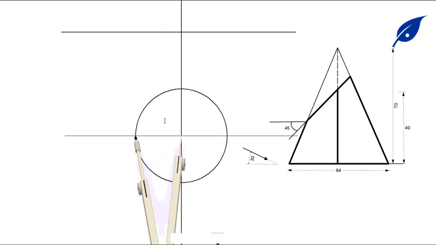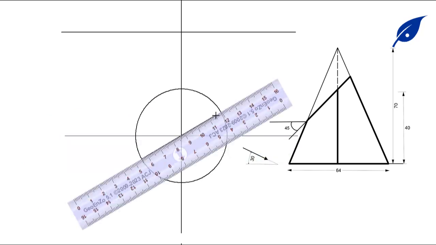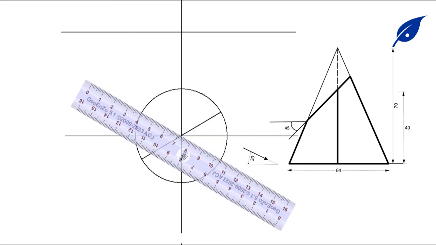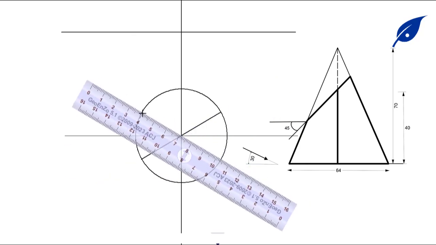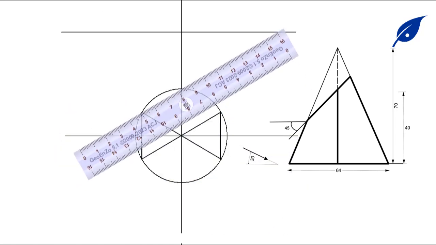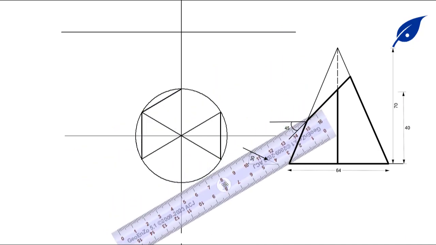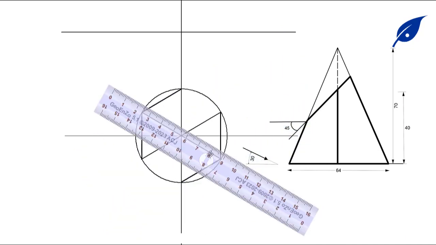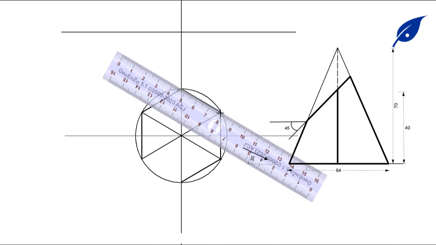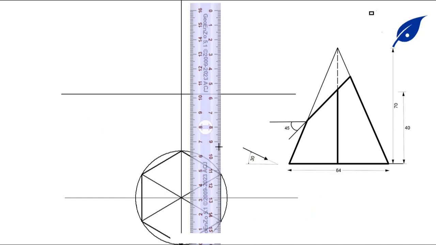32 millimeters. Then after drawing this, we'll get the side of the hexagonal prism. So to do that, we extend this line to the end of the circle. So doing this, we get it. Since the hexagonal prism is across flat, so we're going to get this.